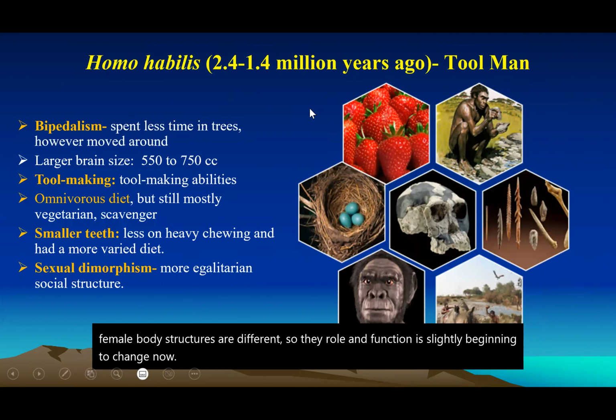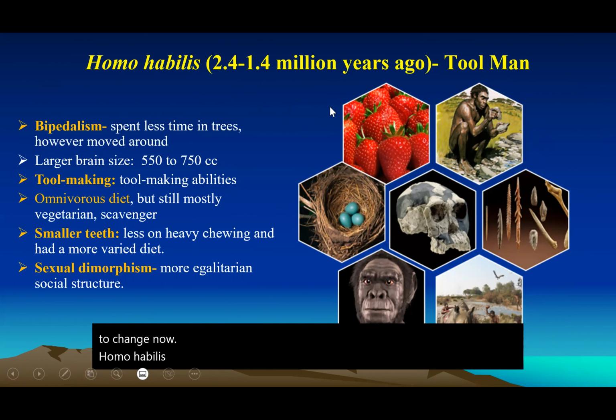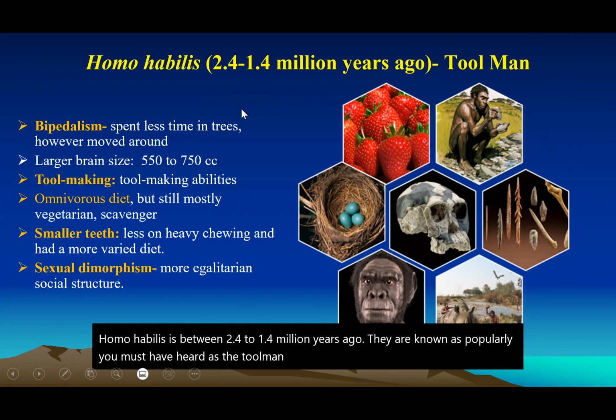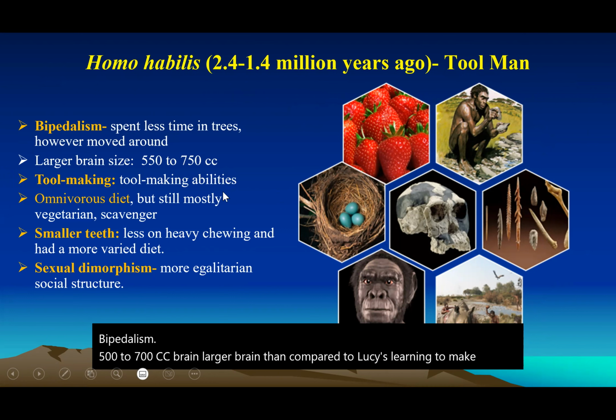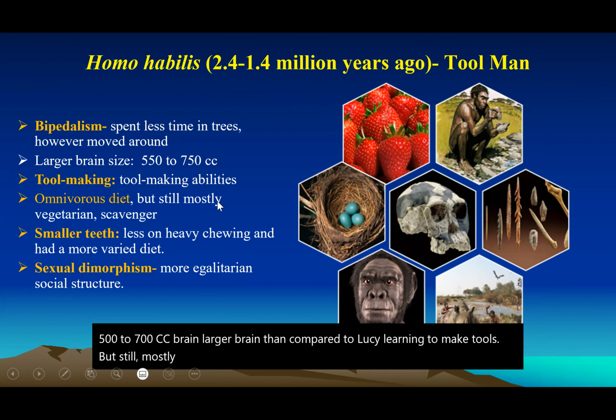Homo habilis is between 2.4 to 1.4 million years ago. They are known as, popularly, you must have heard, as the tool man. Bipedalism, 500 to 700 cc brain, larger brain compared to Lucy, learning to make tools, but still mostly vegetarian diet. However, the teeth fossil record shows it's becoming more delicate now. Sexual dimorphism is also seen.